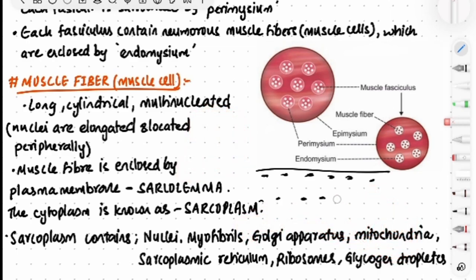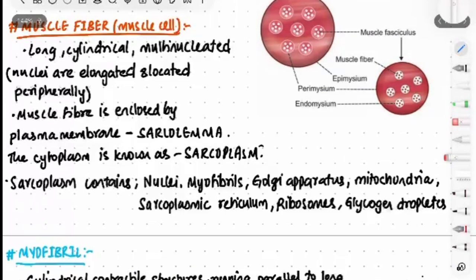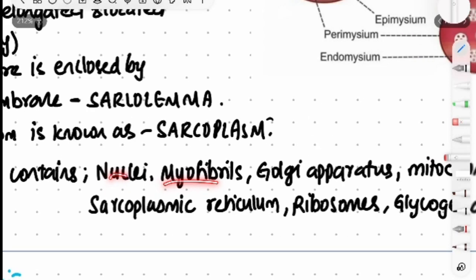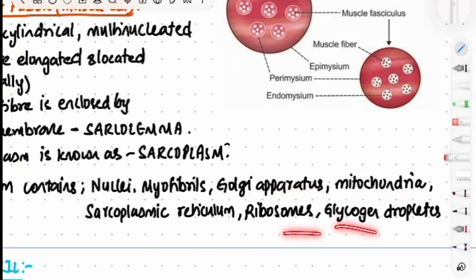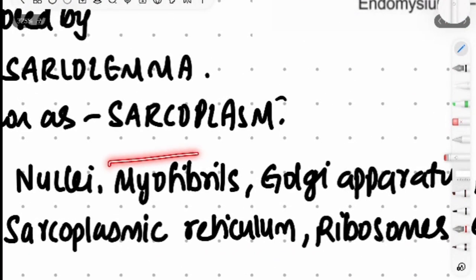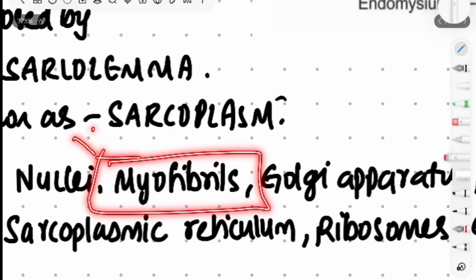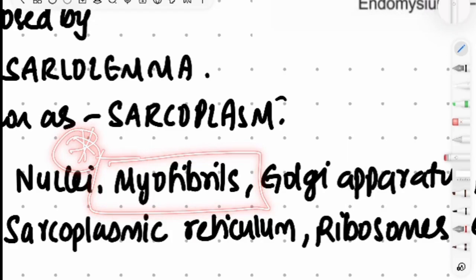Now this sarcoplasm contains some different things. Those are nuclei, myofibrils, the Golgi apparatus, the mitochondria, sarcoplasmic reticulum, ribosomes and glycogen droplets. Now we have to talk about these myofibrils in detail. Knowing about myofibrils is very important, because myofibrils are the things which cause the contraction in skeletal muscle. Please do watch the video till the end and stay focused.